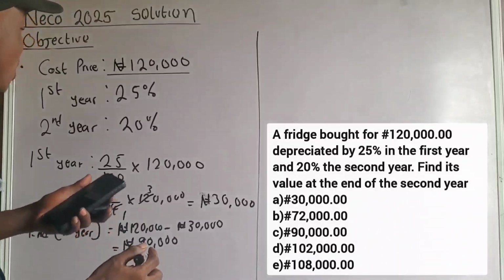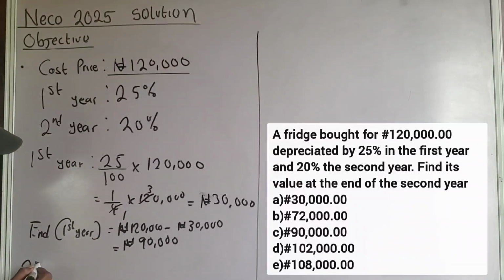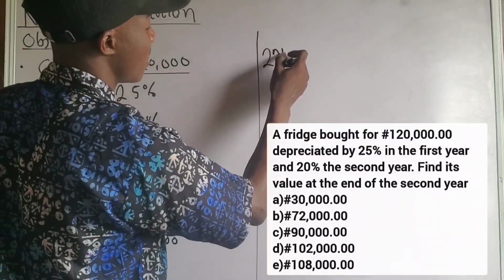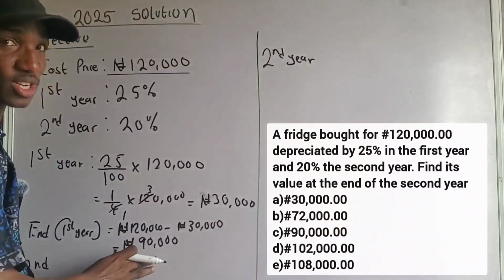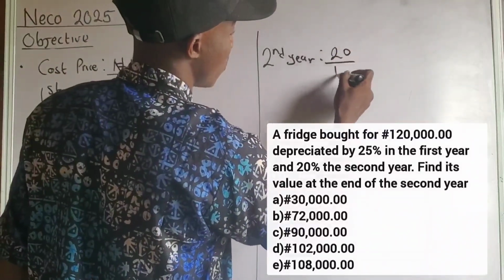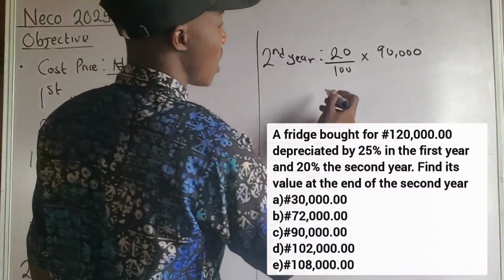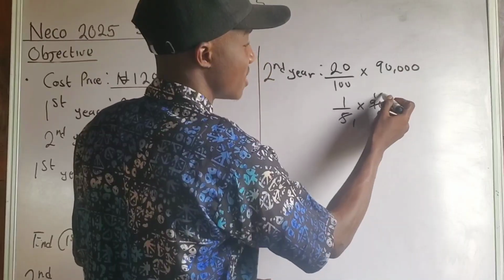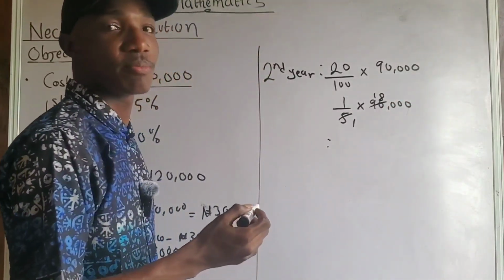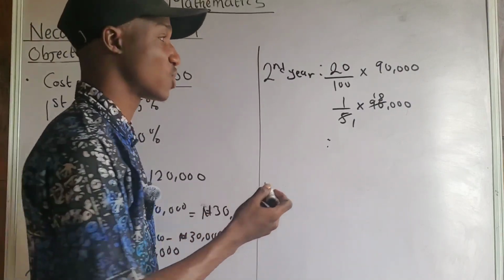Now, at the end of the second year, it still reduced by 20%, so we need to calculate that as well. For the second year, I'm going to take the 20%. So I'm going to have 20 over 100 multiplied by 90,000. That is 1 over 5 times 90,000. 5 into 90 is 18. So the amount by which the fridge reduced in the second year is 18,000 naira.